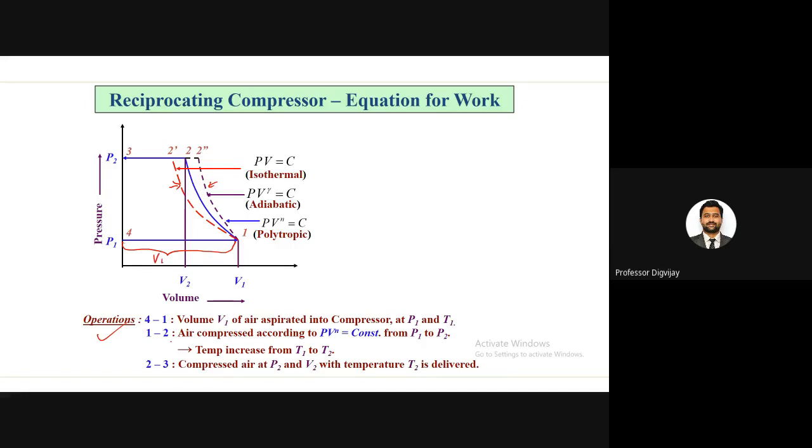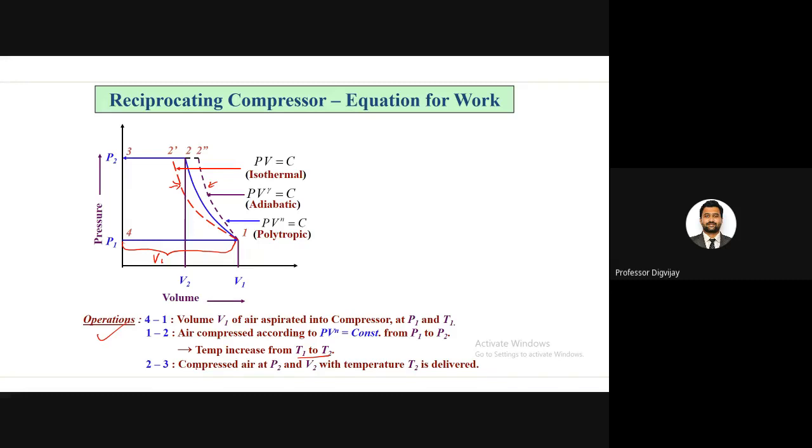Then 1 to 2, see here, air is compressed according to PV^n = constant from P1 to P2. If I am talking about this blue curve, only this blue curve will follow the law PV^n = constant. That is a polytropic process. Then the temperature increases from T1 to T2. This is a very interesting observation: while compressing a gas or air, its temperature always increases.